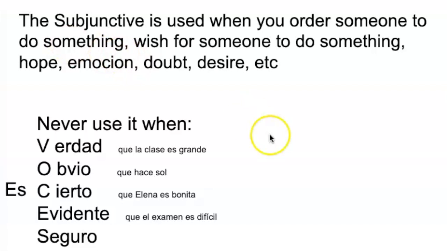So just know you never use it with the present tense when something is either the truth, obvious, a fact, evident, or sure. So for example, this is not subjunctive. You'd say, "es la verdad que la clase es grande." It's the truth. You're not showing doubt. The same goes for the other four.